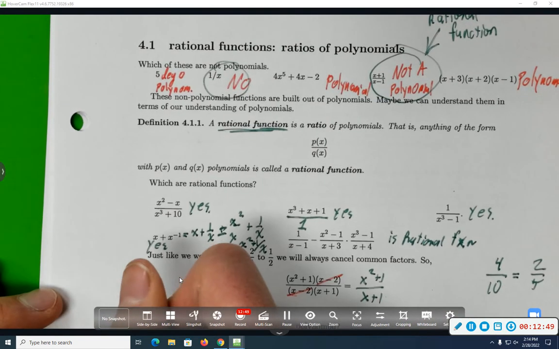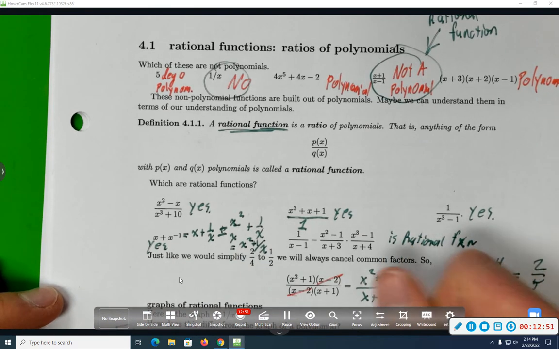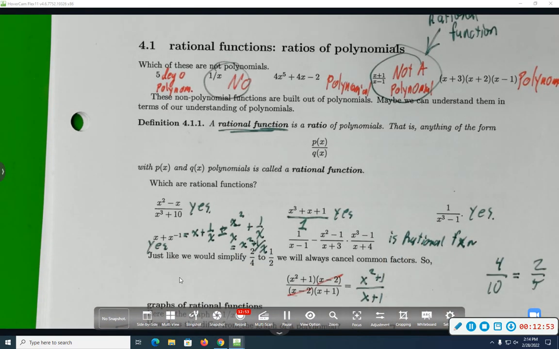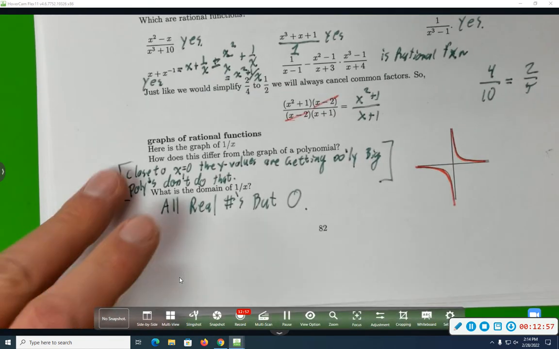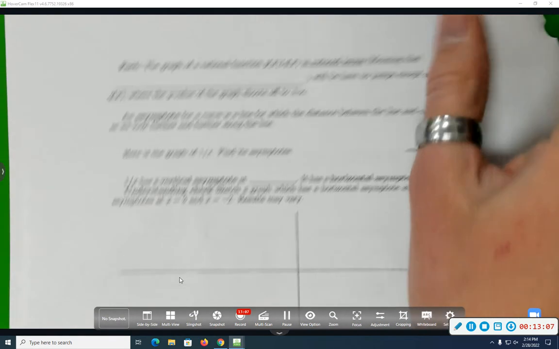So let's focus on this. You said vertical asymptote, and I decided not to write vertical asymptote. Instead, I said the y values get big. Well, let's talk about vertical asymptotes, and let's build up that language just a touch. So here's a behavior that rational functions will have.